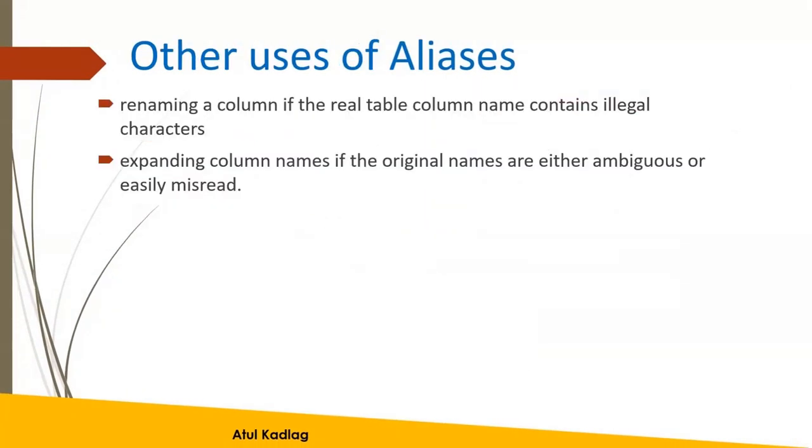Another use of aliases is that we can rename a column if the real table or column name contains illegal characters. That means suppose there are some special symbols as well. At that time you can rename that column to a specific meaningful name. Another use is expanding column names if the original names are ambiguous or easily misread, that is, not understandable, or some type of duplication or ambiguity. To distinguish the column names properly, we can rename them with aliases. That is another usage of aliases.